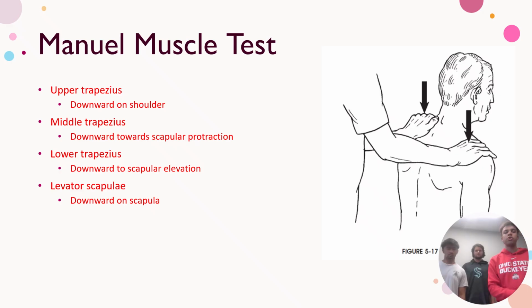And then we move on to the manual muscle test. This is essential for seeing how well the muscle can resist and produce force and stabilize. For the upper trap, the direction the practitioner would apply is downward on the shoulder. For the middle trap, it would be downward towards scapular protraction to resist the scapular retraction of the middle trap. For the lower trap, the practitioner would apply force downward towards scapular elevation to resist its function, and then for the levator scapulae it would be downwards on the scapula.